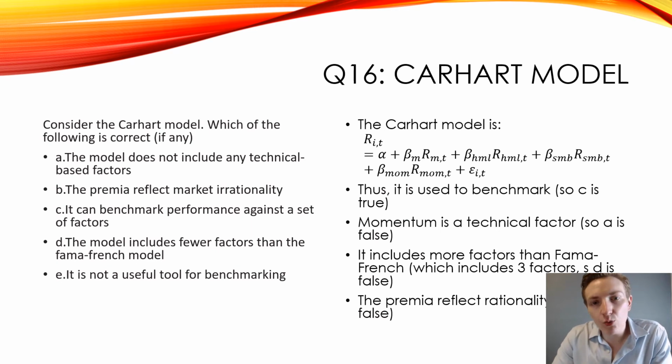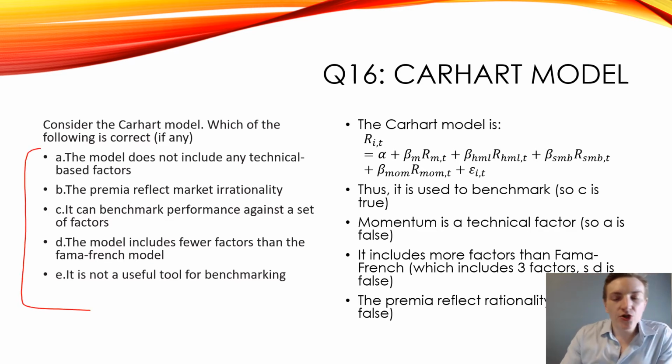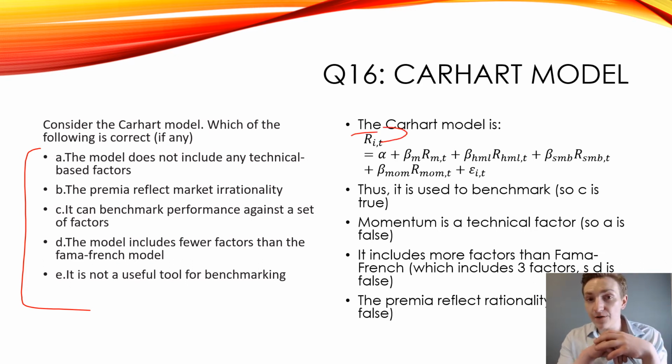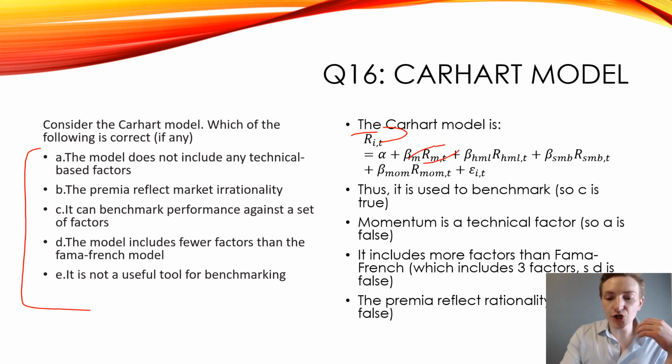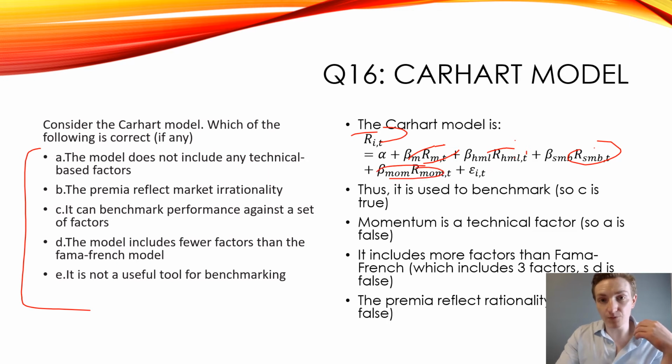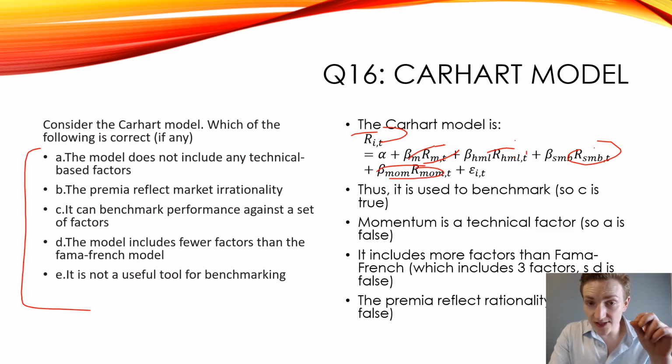In question 16, we're asked about the Carhart model. It says, consider the Carhart model. Which of the following is correct, if any? We have a few options here. Let's first start by looking at what the Carhart model is. The Carhart 4-factor model is an asset pricing model that asserts that the expected return on a stock is going to be a function of the market index return, the high minus low factor, the small minus big factor, and the momentum factor. Knowing this, we can start to interpret which of these potential options is correct or incorrect.